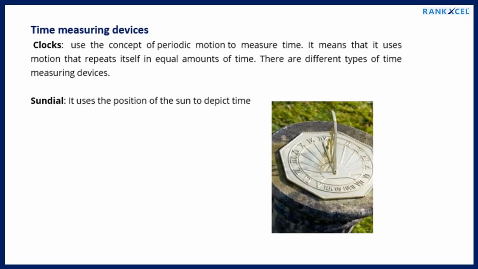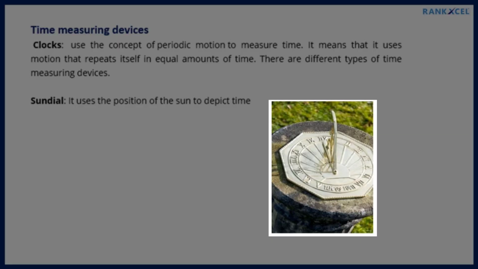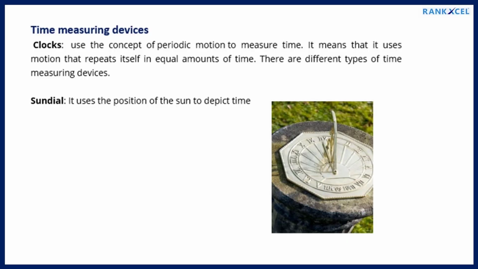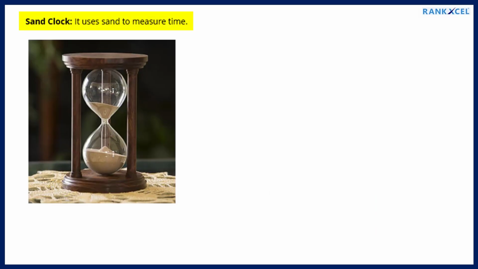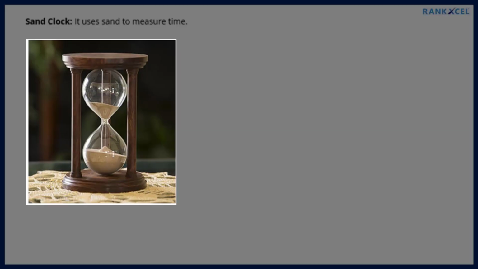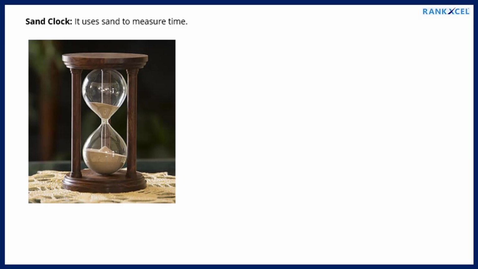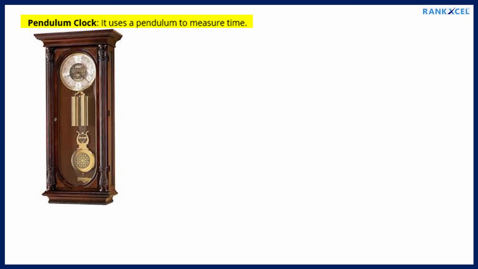Time measuring devices. Clocks use the concept of periodic motion to measure time. It means that it uses motion that repeats itself in equal amounts of time. There are different types of time measuring devices. Sundial. It uses the position of the sun to depict time. Sand clock. It uses sand to measure time. Pendulum clock. It uses a pendulum to measure time.